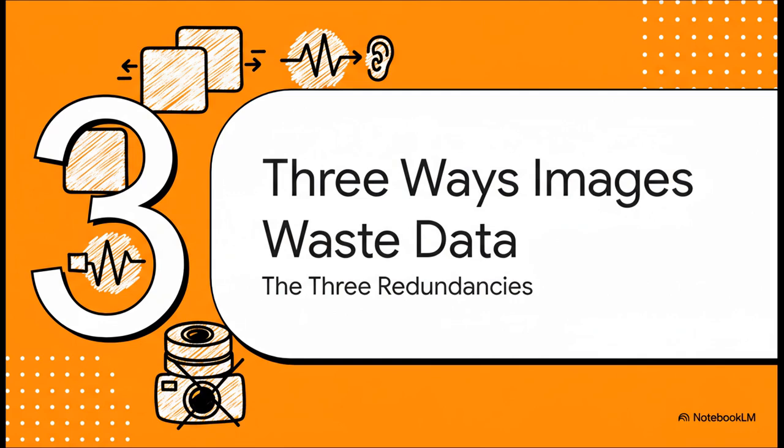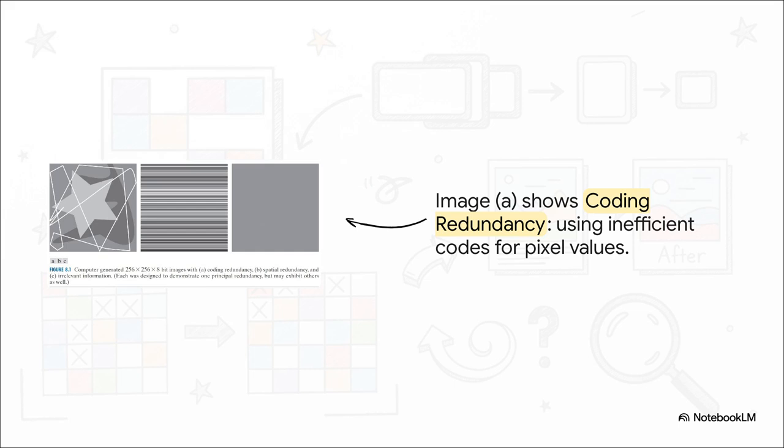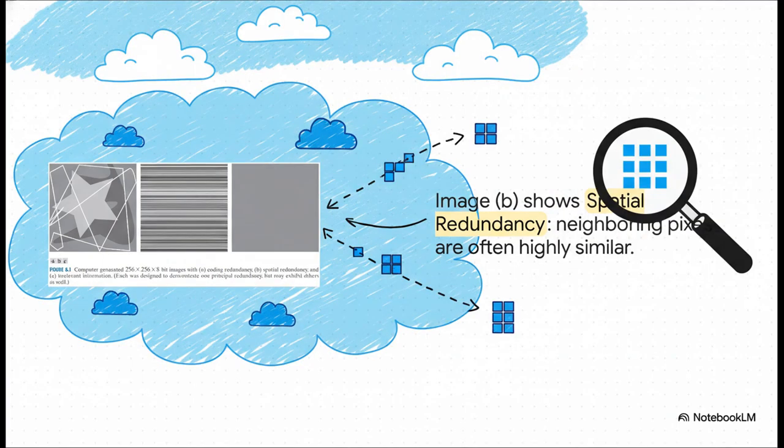So where is all this digital junk hiding? Well, it turns out that digital images have 3 main ways they waste data, and compression algorithms are specifically designed to go after each one. Let's break them down. First up is what's called coding redundancy. So imagine an image that only has a few different shades of gray. A standard format might use the same amount of data, let's say 8 bits, to describe every single pixel, no matter if that shade of gray shows up all the time or is super rare. That's basically like using a giant moving truck to deliver a single shoebox. It's just wildly inefficient.